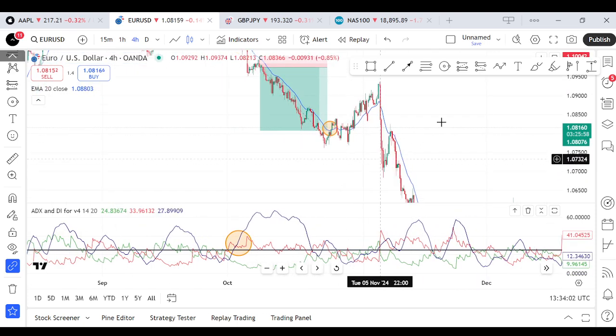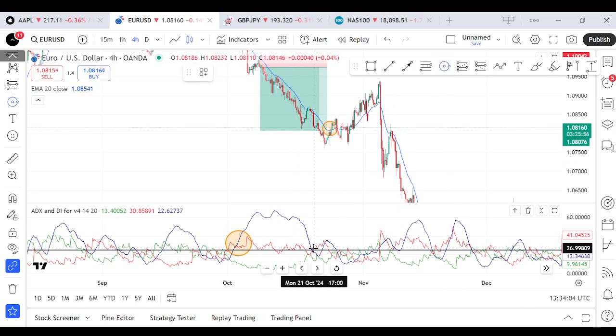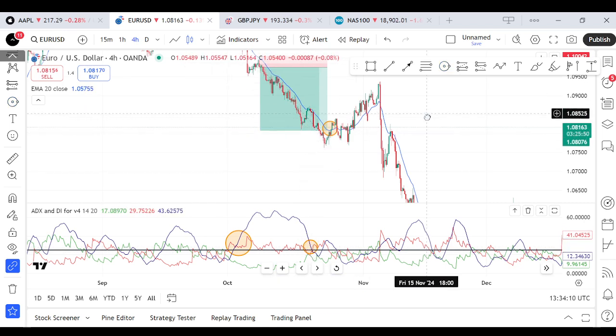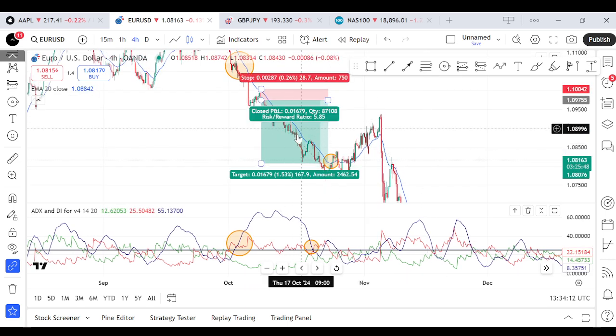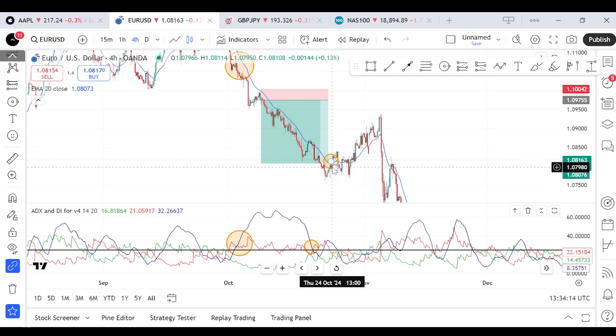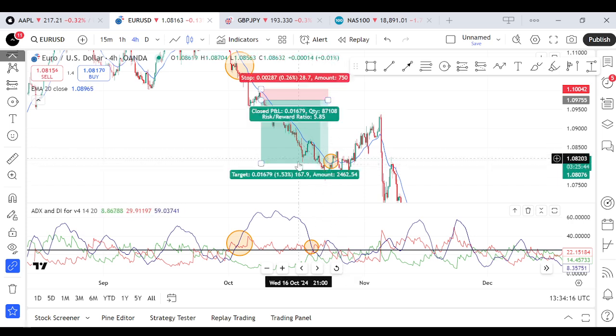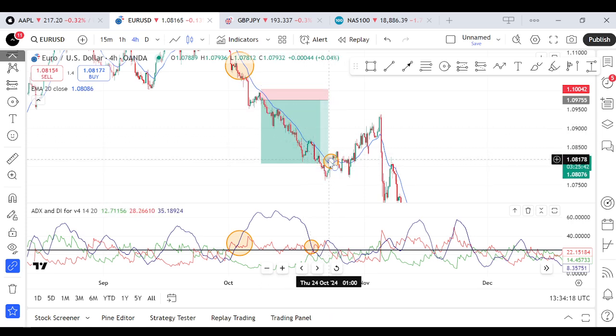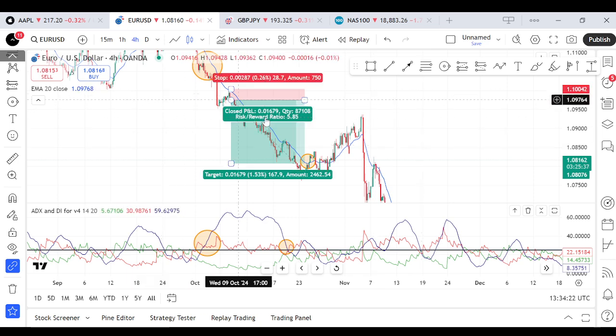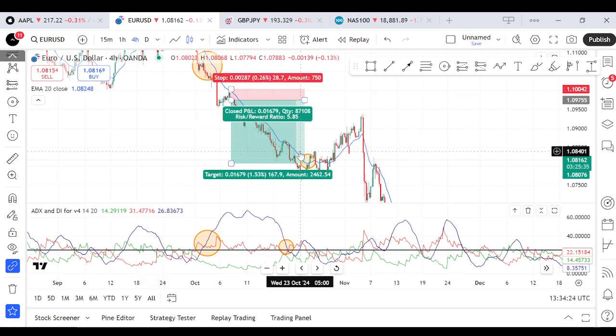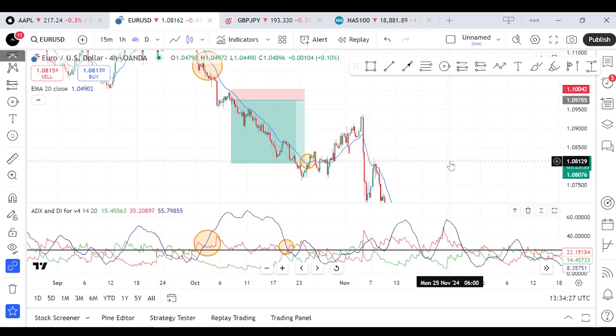And also you can see you have price returning back below 25, the level 25 here, showing that this trend isn't strong enough again. So we should be looking to either take profits or actually close this sell position. So that is how I would have been able to take this trade using the ADX. Remember, we're talking about the ADX strategy here.